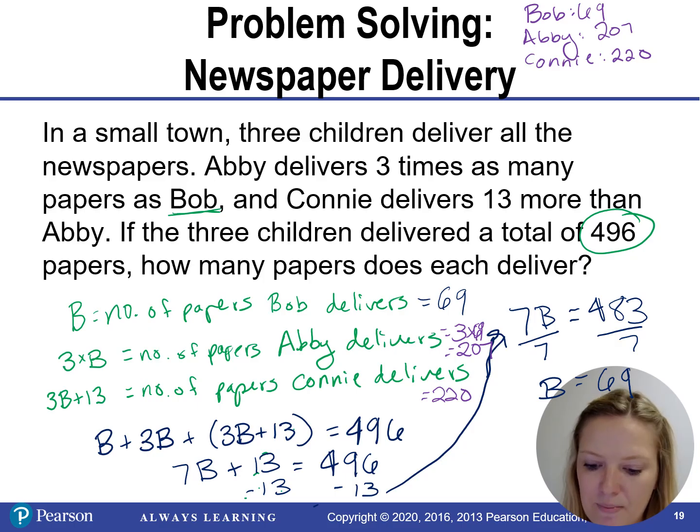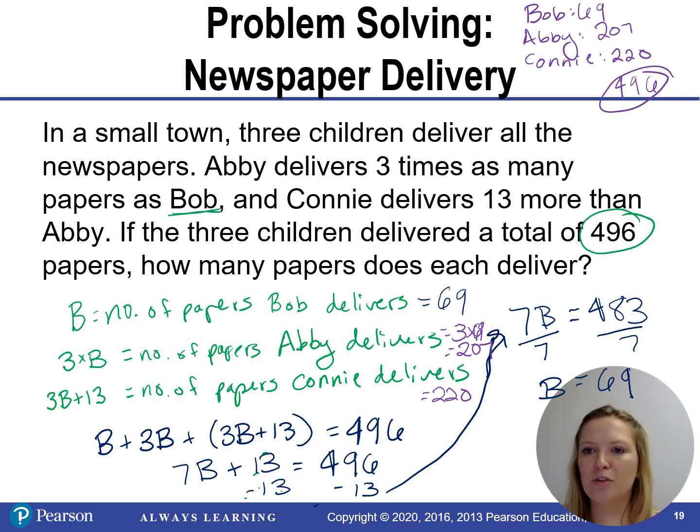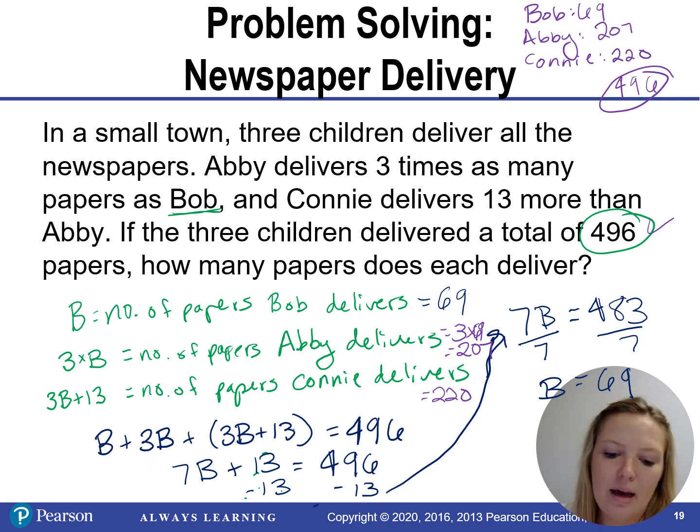So I would do 7 plus 9 is 16. 1 plus 6, 7 plus 2 is 9, 200 plus 200 is 400. So they all sell a total of 496 papers, which is what we were told in the problem. So this works out, and we have solved the problem correctly.